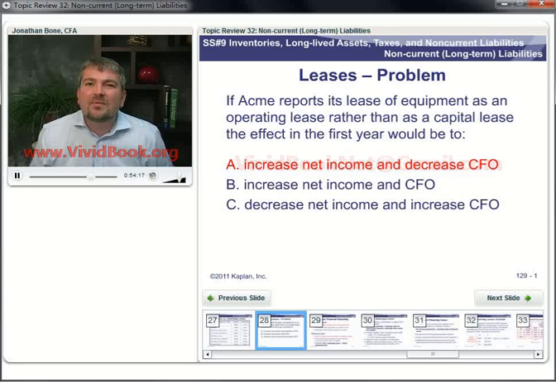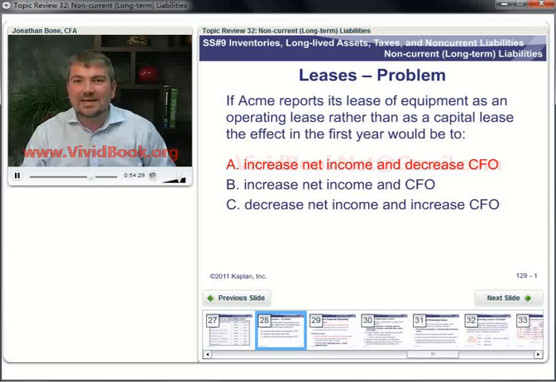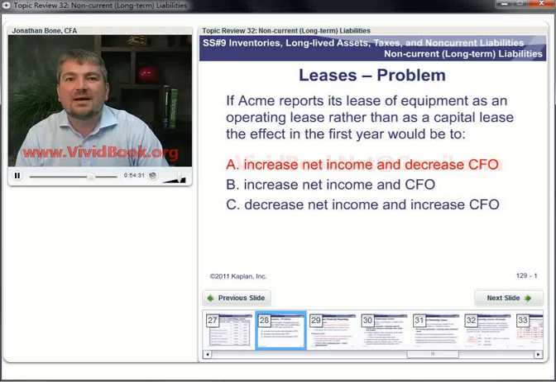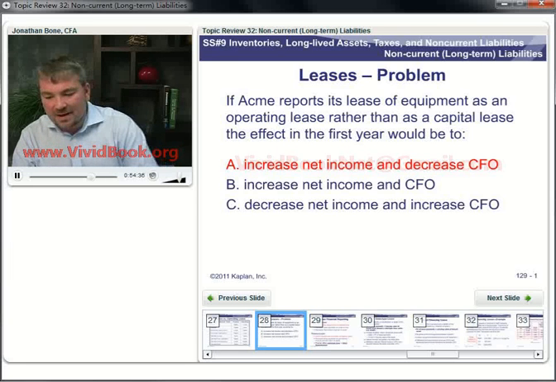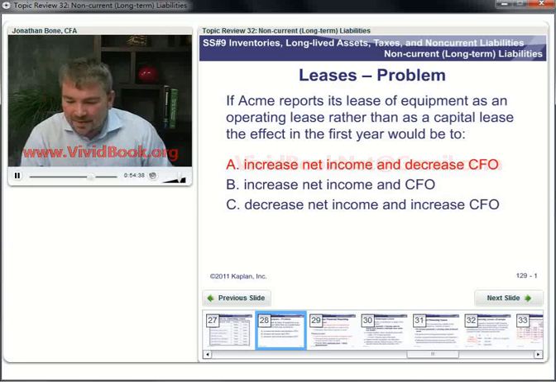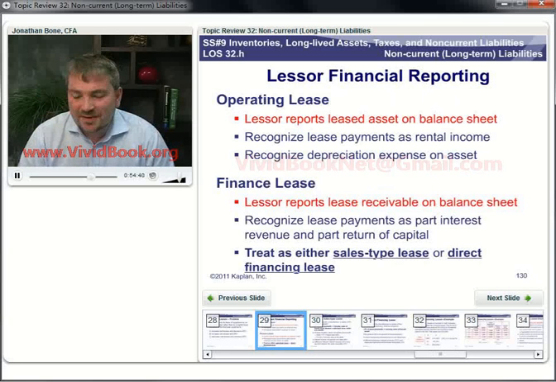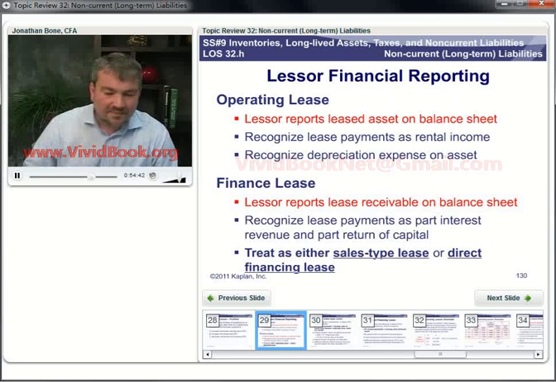If Acme reports its lease as an operating lease rather than a capital lease, the effect in the first year. Operating lease, you would definitely have higher net income. So I'm sorry, I just don't agree. C, I think actually the answer should be A. Okay, so I'm going to disagree with that one. You can write in if you can think of some reason why I'm wrong.